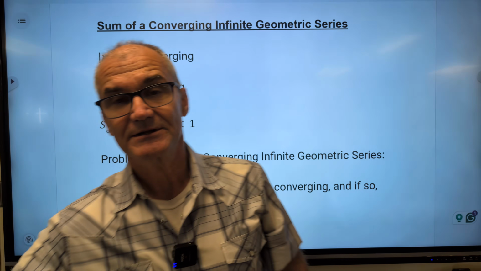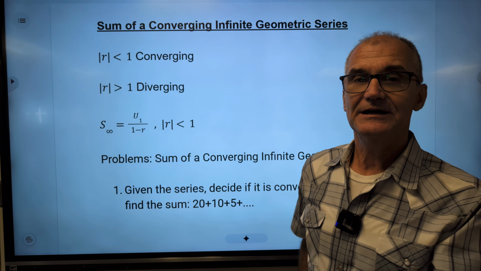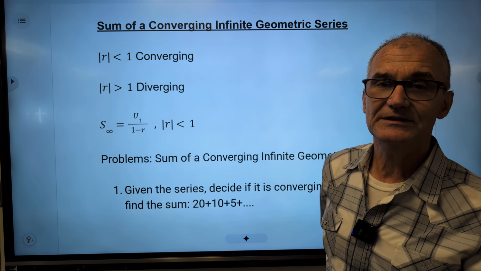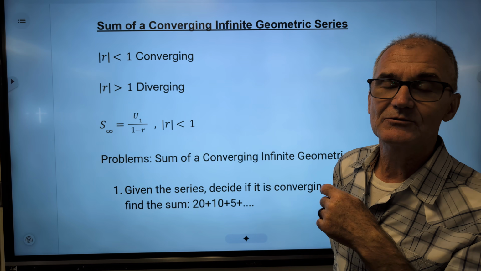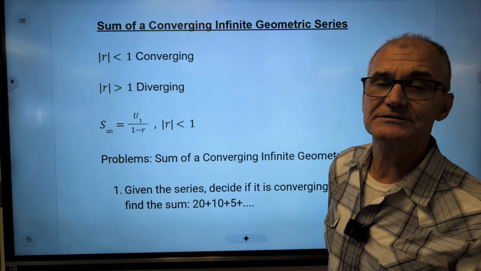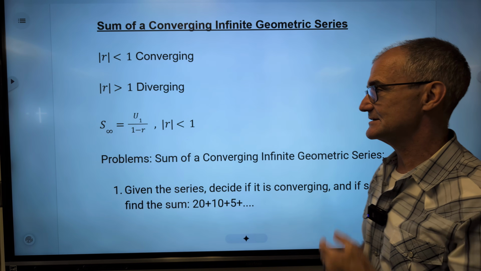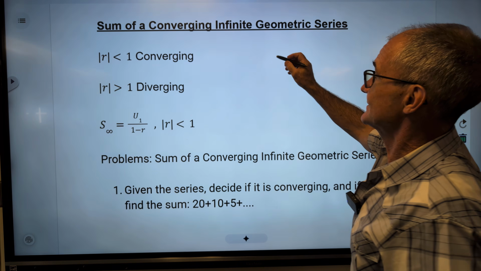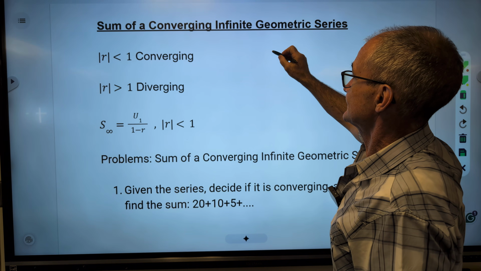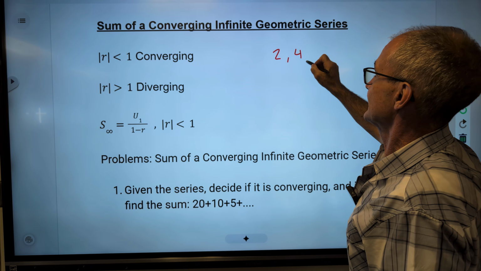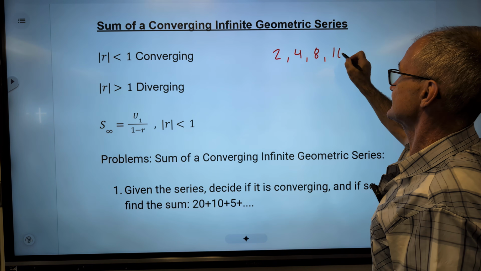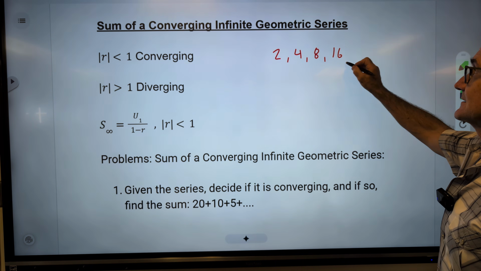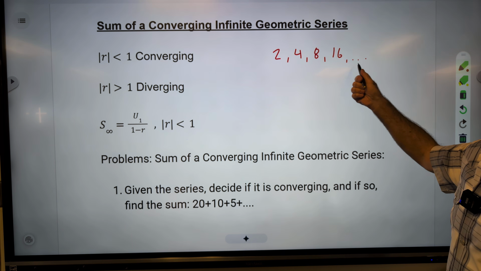So the first thing we want to look at is whether it's infinite. The way you would know it's infinite is with the dot, dot, dot. Whether it's converging or diverging depends on the common ratio. So if I have a series like 2, 4, 8, 16, dot, dot, dot, that is telling me it's infinite.